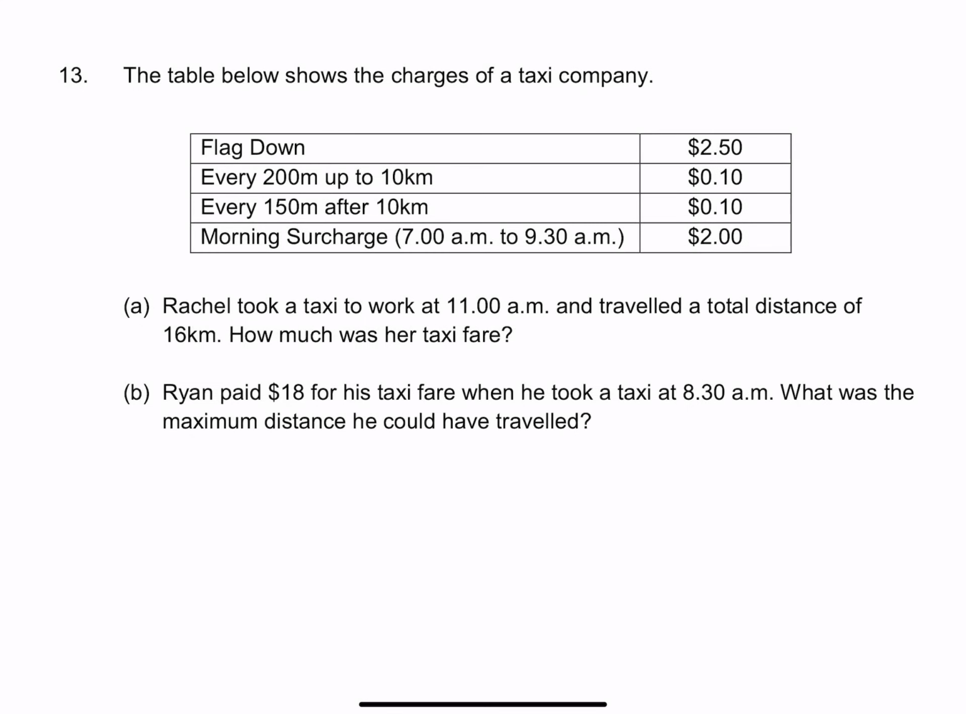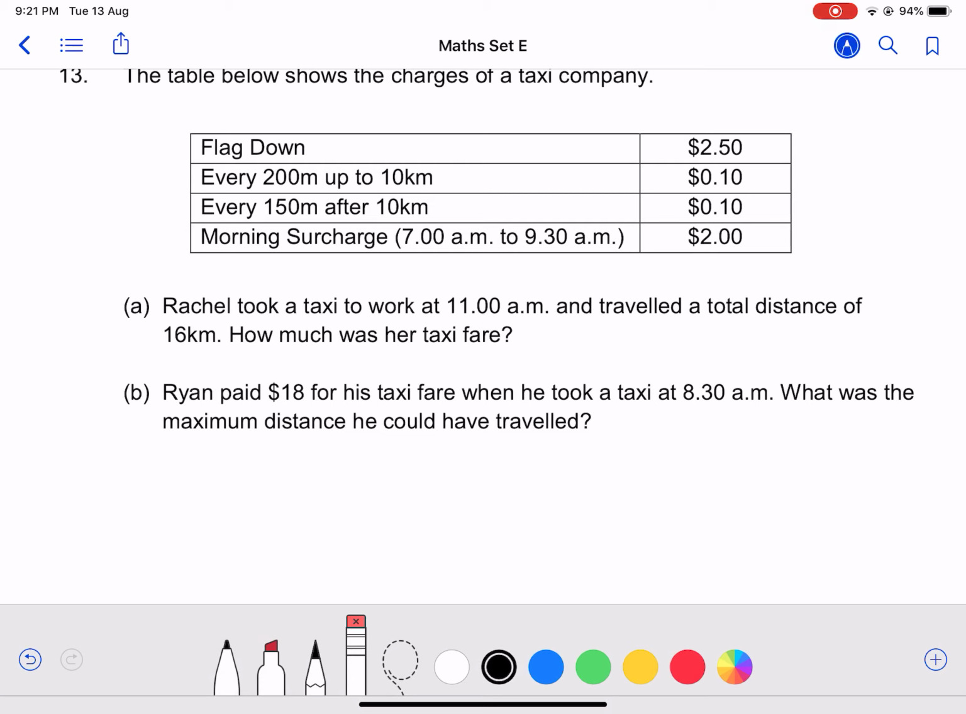Okay, we are at question number 13 already. Question number 13 is a taxi, so this is quite similar to our SA1 question. You have two scenarios. Scenario number one first, let's look at this girl Rachel.